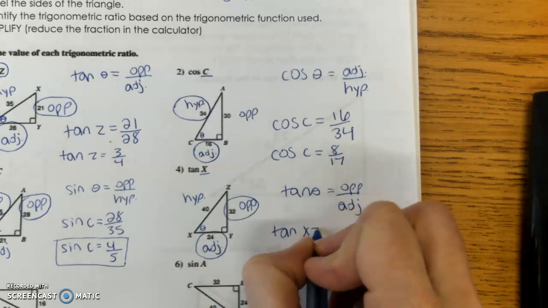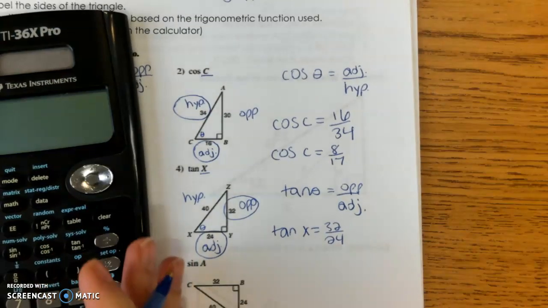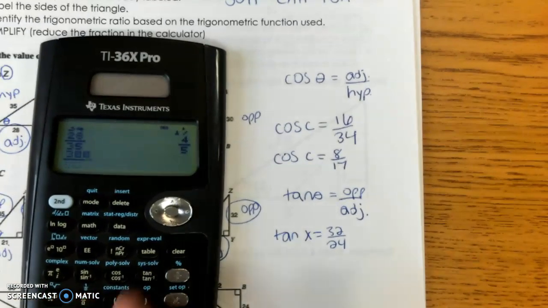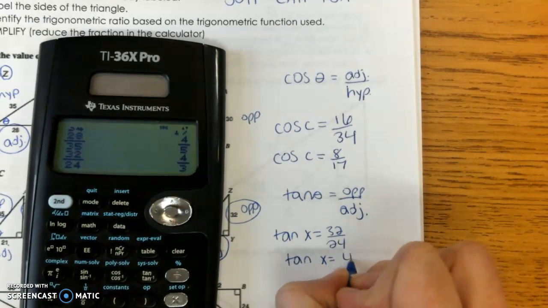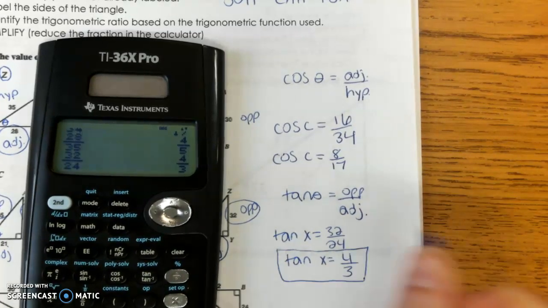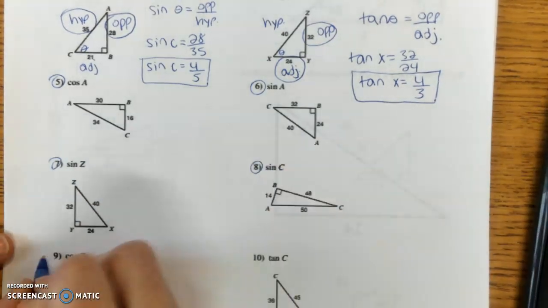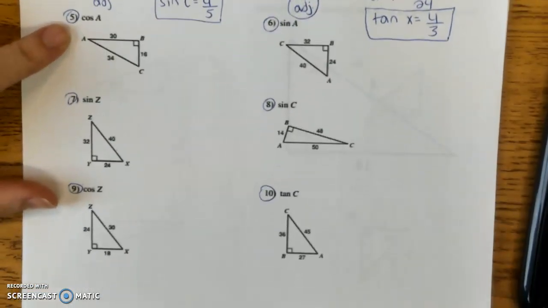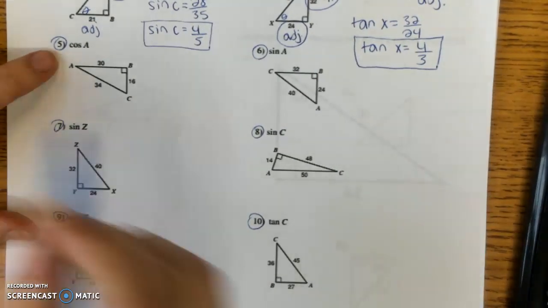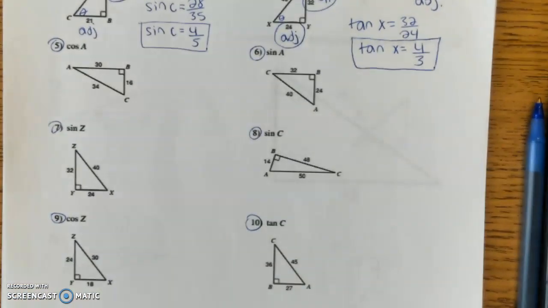So I know that tangent of x is equal to 32 over 24. All right, I'm going to put that in the calculator to simplify. 32 over 24. Tangent of x is equal to 4 over 3. All right, I need you to do the rest of these problems on your own. So you're doing 5 through 10, and we're going to check them in class. So go ahead and pause the video and do 5 through 10. And then once you are done with those, you can come back on the next page.